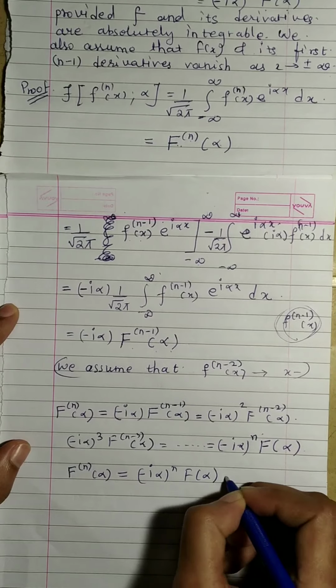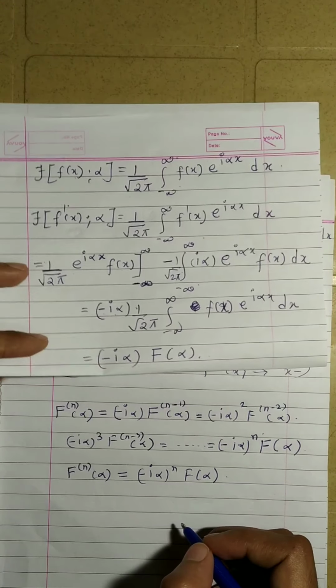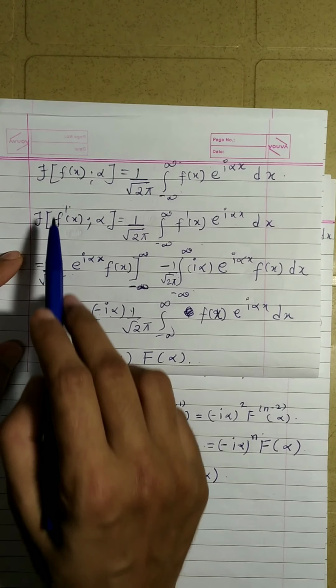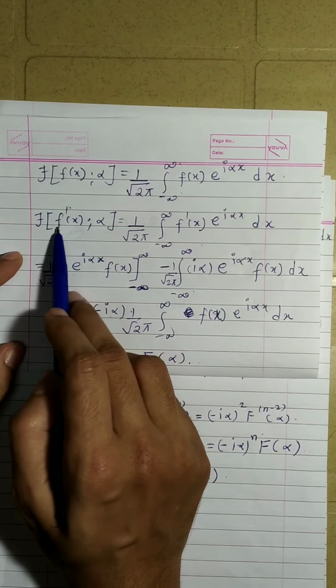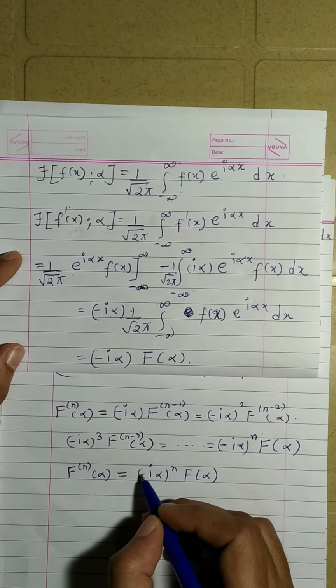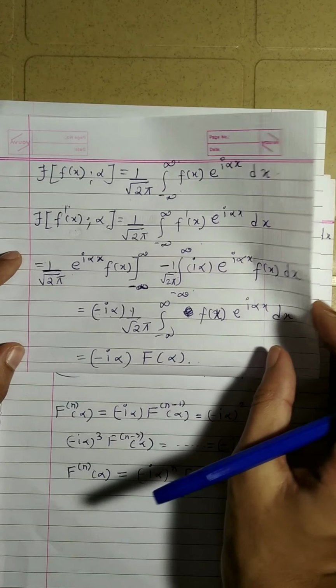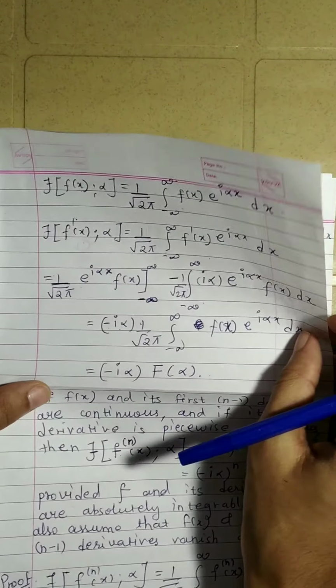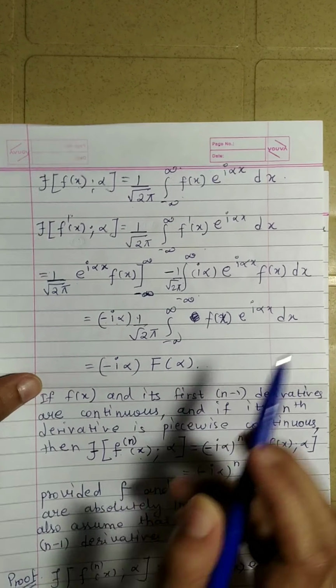and hence the Fourier transform of the nth derivative of function f(x) will be minus i alpha raised to n into this f of alpha. Now, as we have seen already, the Fourier transform of the function f dash, that is the first derivative, will be minus i alpha raised to 1 into f of alpha. This is what we have already seen here.